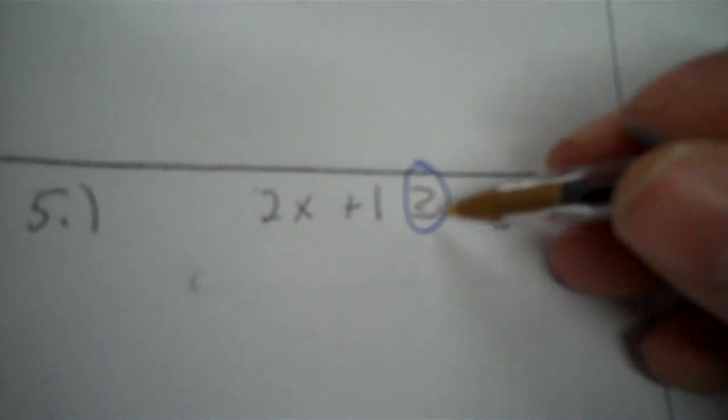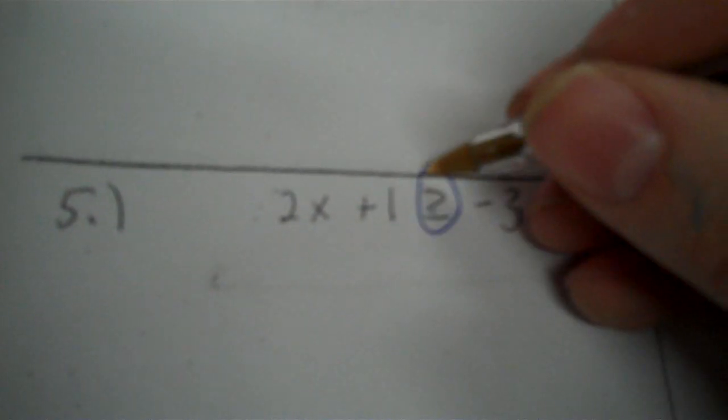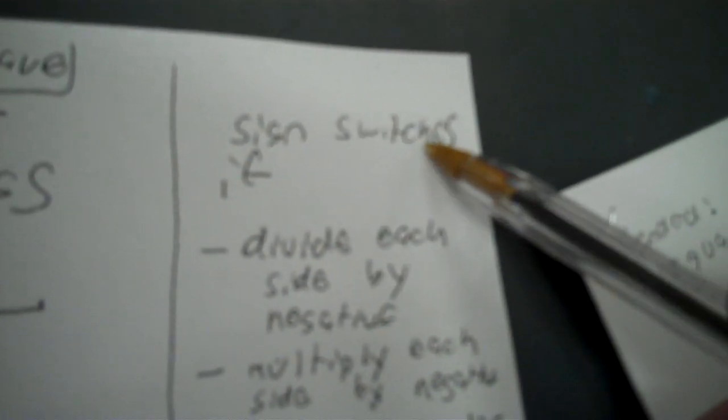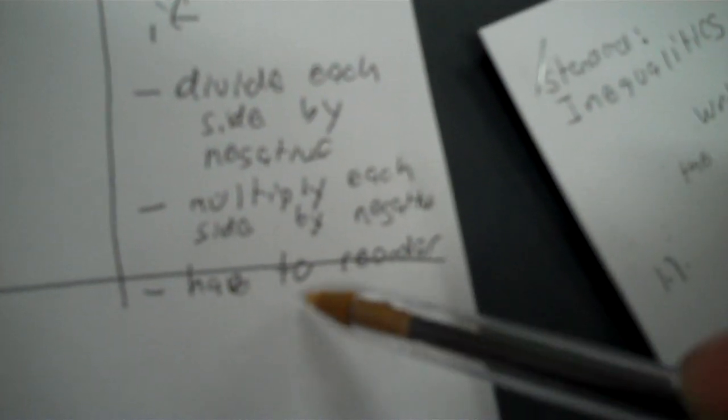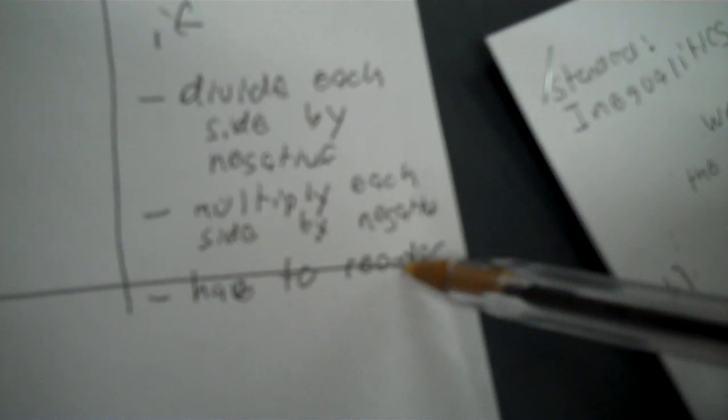Now, you circle the inequality. If there's only one, your job is to get the x by itself. Now, one thing you have to pay attention to, the sign is going to switch if you divide each side by a negative, or if you multiply each side by a negative, or you have to reorder at the end. The x at the end has to be before the number, okay?